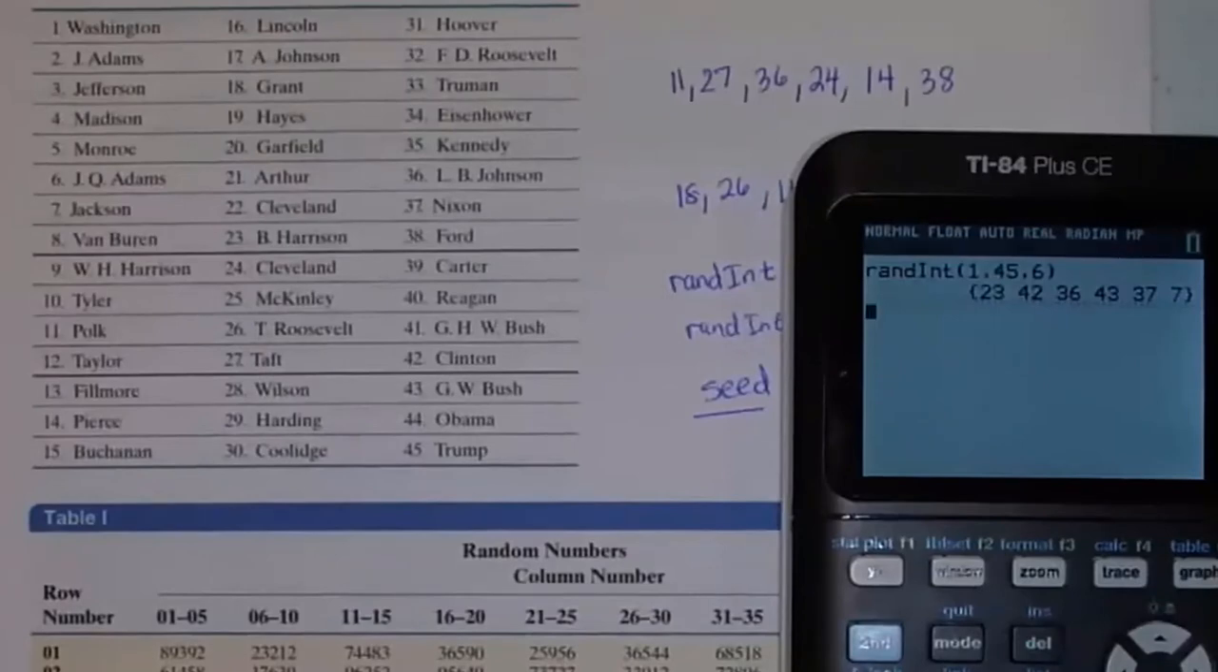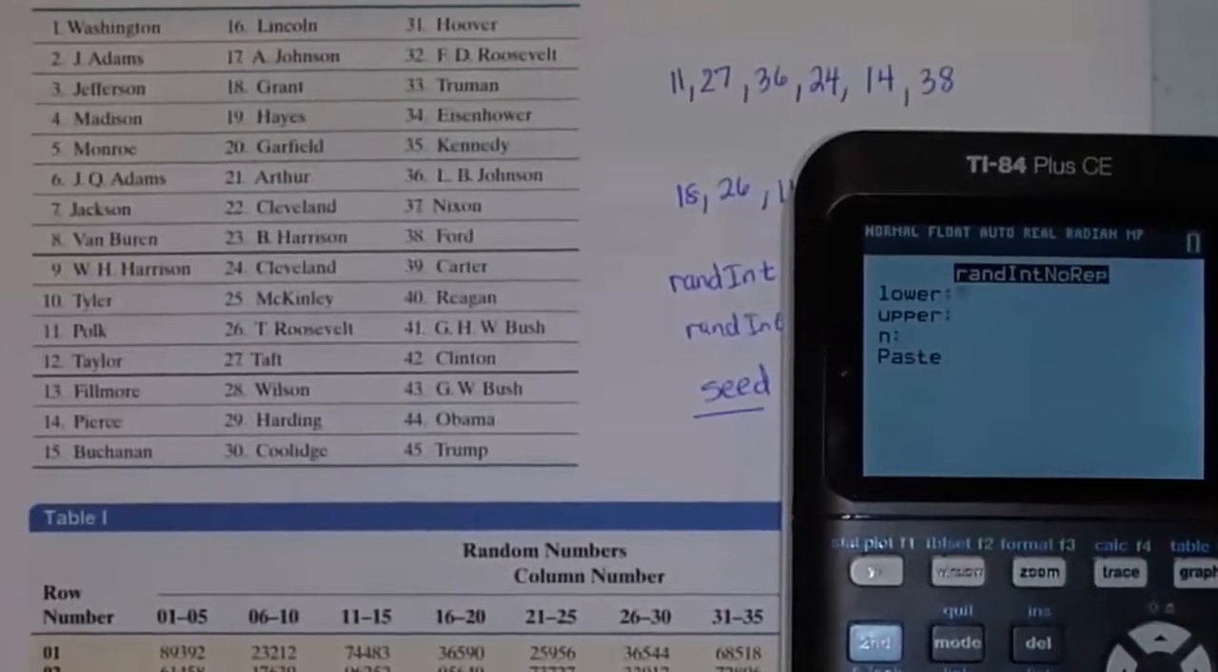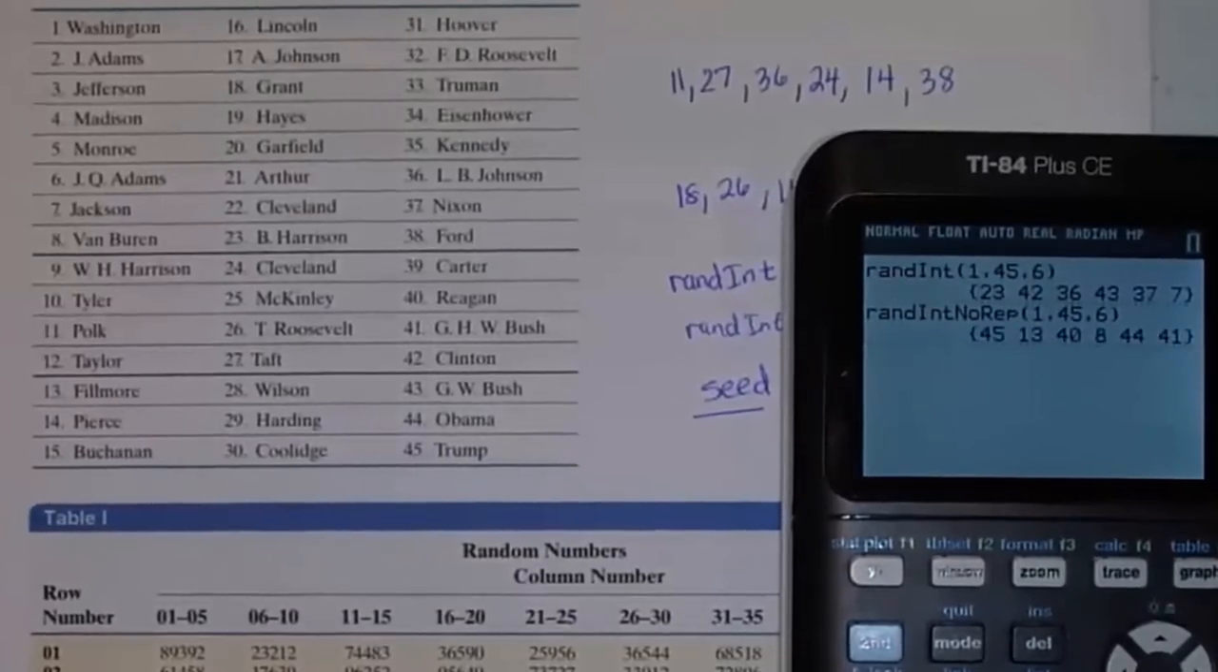Now, if you have the other command on your calculator, random integer no repeats, it works the same way. I could do 1 to 45, and I can choose 6 here because it's not going to have repeats. If I paste and hit enter, it gives me these 6: 45, Trump; 13, Fillmore; 40, Reagan; 8, Van Buren; 44, Obama; and 41, the first Bush, George H.W. Bush. Those would be my 6 presidents that make up my sample. So I think you should be able to handle that.